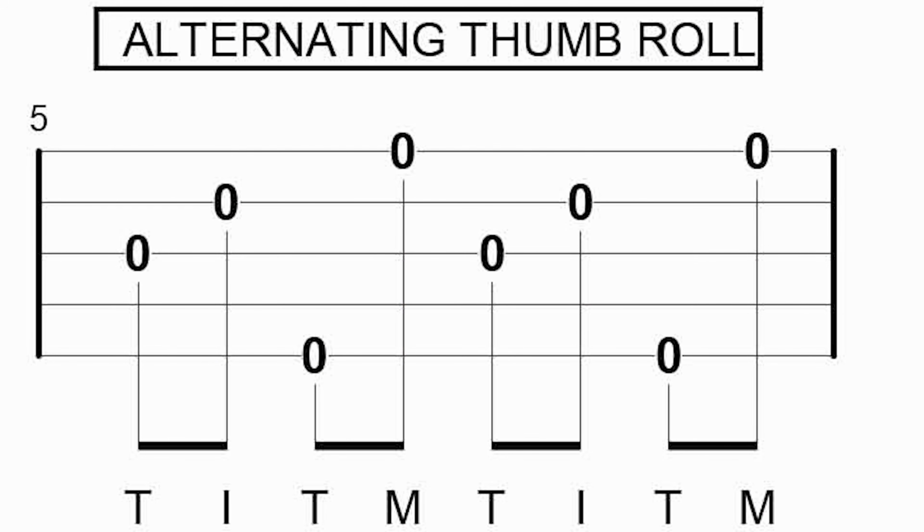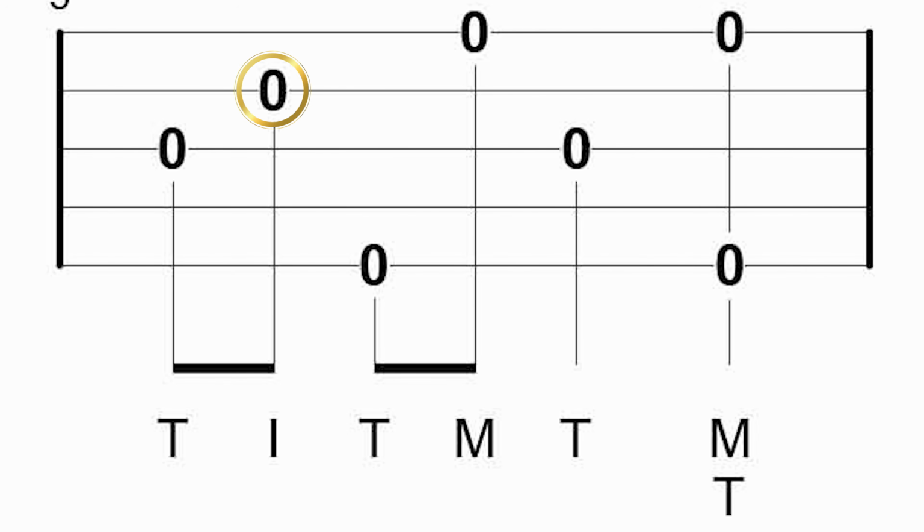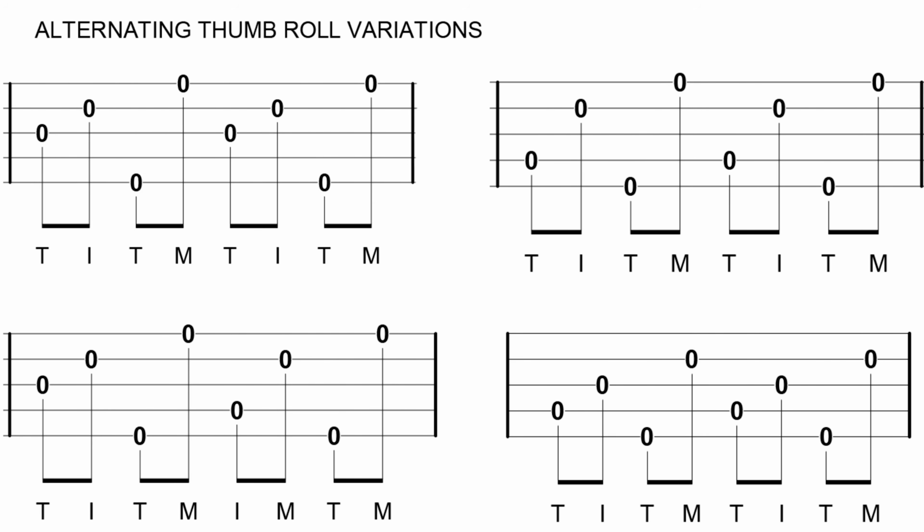And finally, the alternating thumb roll. Your right hand pattern will be T-I-T-M, T-I-T-M. You will notice that it's like you're doing the same 4-note pattern back to back to fill the measure, which makes it a perfect fit for a split measure like this. And just like the other 3, the alternating thumb roll has several variations that you can play around with.